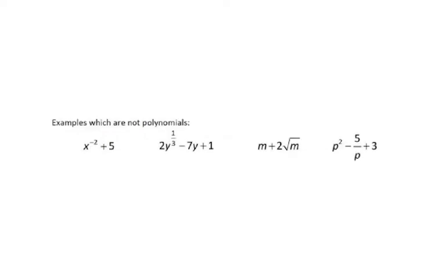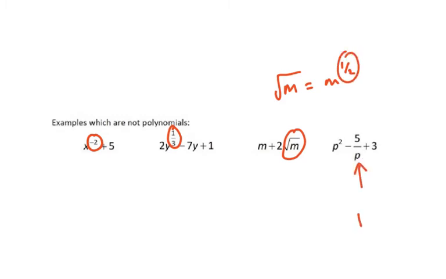Here are examples that are not polynomials, and we can talk about why each of these are not. This is where it's important. This one is not because of the negative 2. This is not because of the 1/3. This is not because of the square root. Remember, the square root of m is the same thing as m to the 1/2 power. We can't have that. And this one is the same thing as p to the negative 1. Again, we can't have that. The exponents have to be 0, 1, 2, 3, 4. That's really what you're looking for. You're just looking at the exponents.